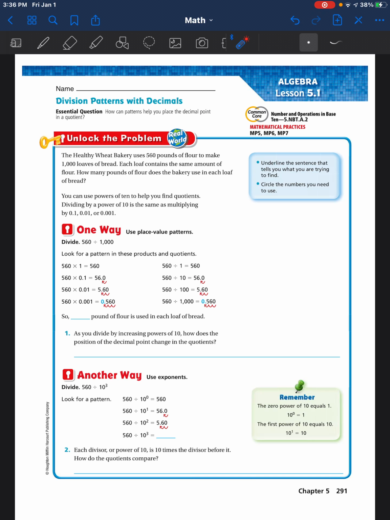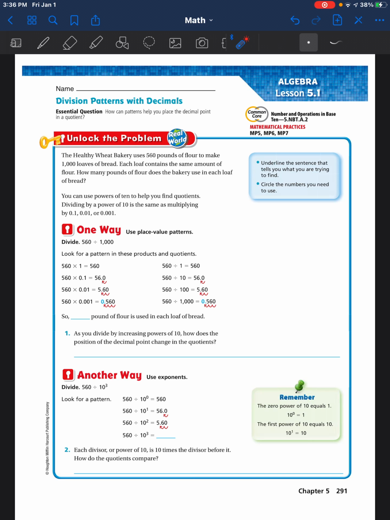So let's look at the bottom here. It says another way, use exponents. So the only thing different here is instead of showing it as a decimal or a power of 10, it's showing it in exponent form, okay? So anything to the 0 power is going to be 1. So we know that 560 divided by 1 is 560. It's not changing. Next one says 10 to the power of 1. Well, 10 to the power of 1 equals 10. 10 has 1 zero, so that's why we're only moving our decimal one place to the left.